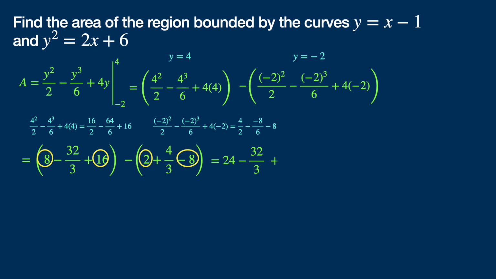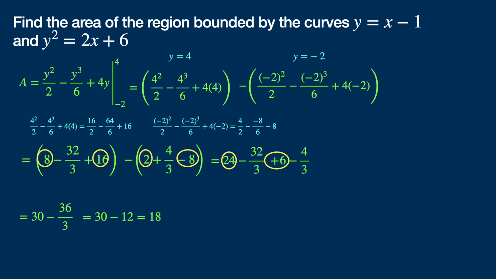2 and negative 4 is going to be negative 6. Negative, negative, positive. Negative times positive is going to be negative 4 and 3. 24 plus 6 is going to be 30, minus 32 over 4, 36 over 3. You can simplify 36 over 3 is 12. 30 minus 12, that's going to be 18. That's how you find the area between the curves by using horizontal slices.